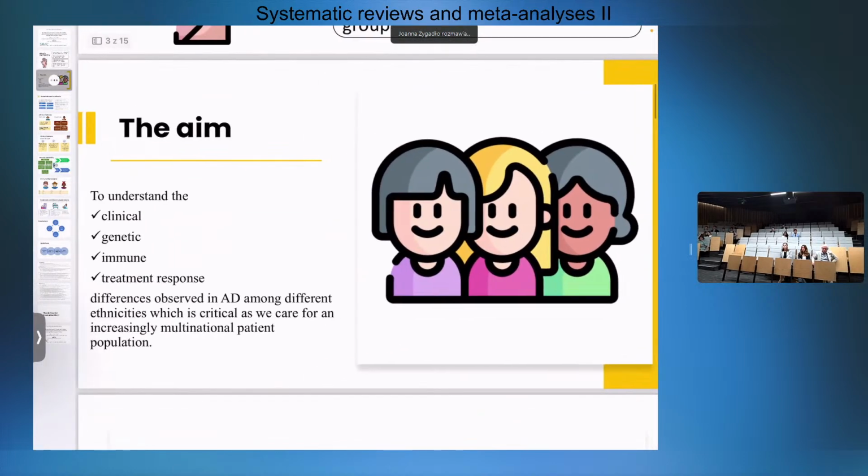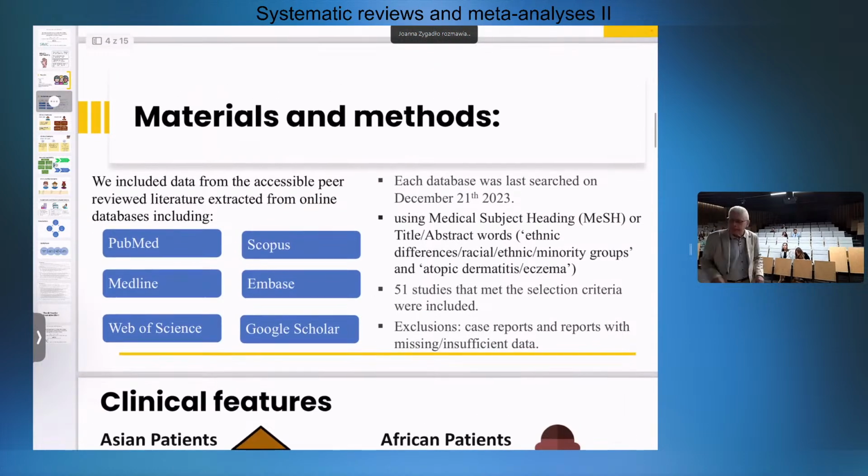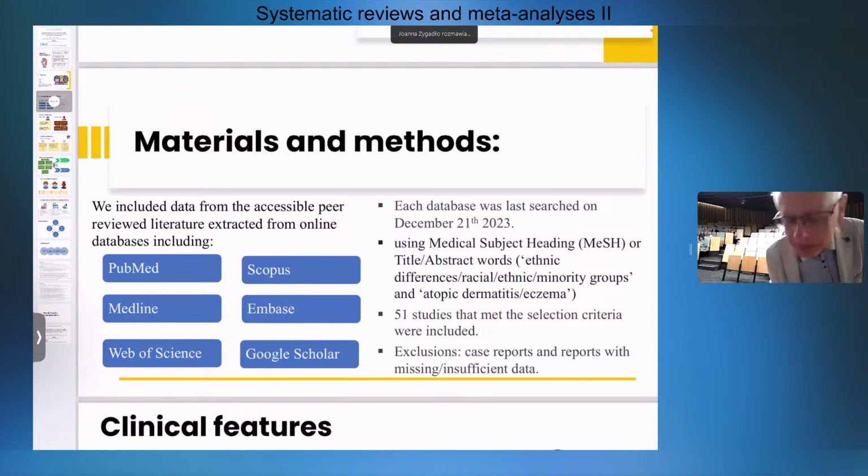Our study aimed at understanding the clinical, genetic, immune, and treatment response variations in atopic dermatitis across diverse ethnic groups to improve patient care worldwide. We conducted a systematic review using databases such as PubMed, Embase, Scopus, Medline, Web of Science, and Google Scholar. The search focused on terms in medical subject headings that were ethnic differences, or racial or ethnic or minority groups, and atopic dermatitis or eczema, with last search in December 2023. Eventually, we included 51 studies that addressed selection criteria, excluding case reports and incomplete data studies.